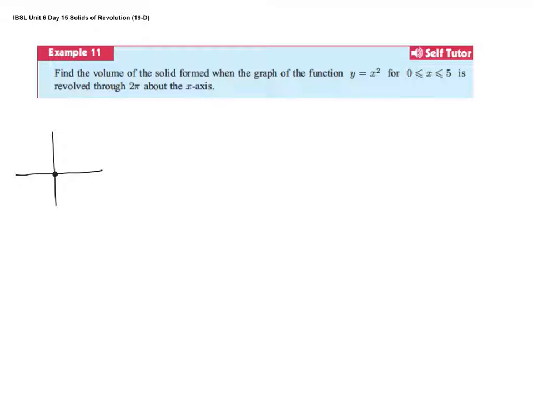So here we have our parabola. And at 5, we have the point (5, 25). Okay? So this is the shape that we're going to revolve around the x-axis, this kind of fan-looking thing.